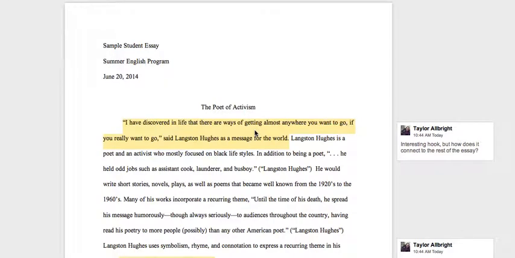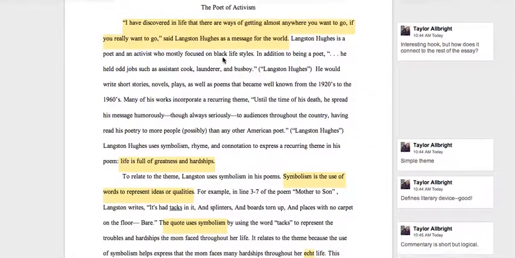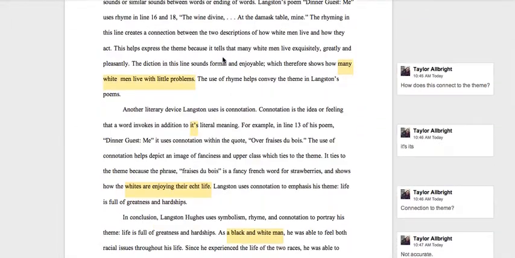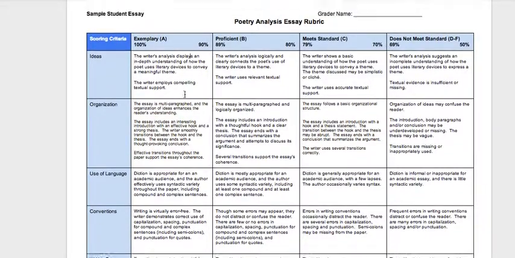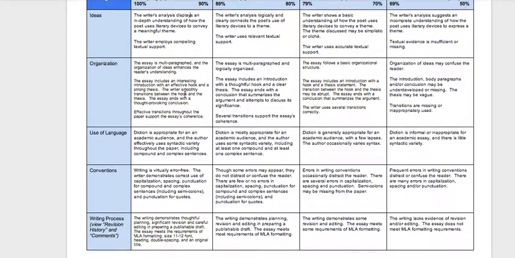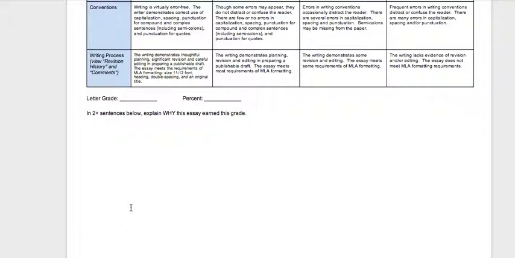In this video, I'm going to talk to you about the grade for this example student poetry essay. Before moving forward, please make sure that you have read through the sample student essay and you have graded the sample student essay on this rubric, the bottom giving an overall grade, a percent, and an explanation of why you earned this grade.